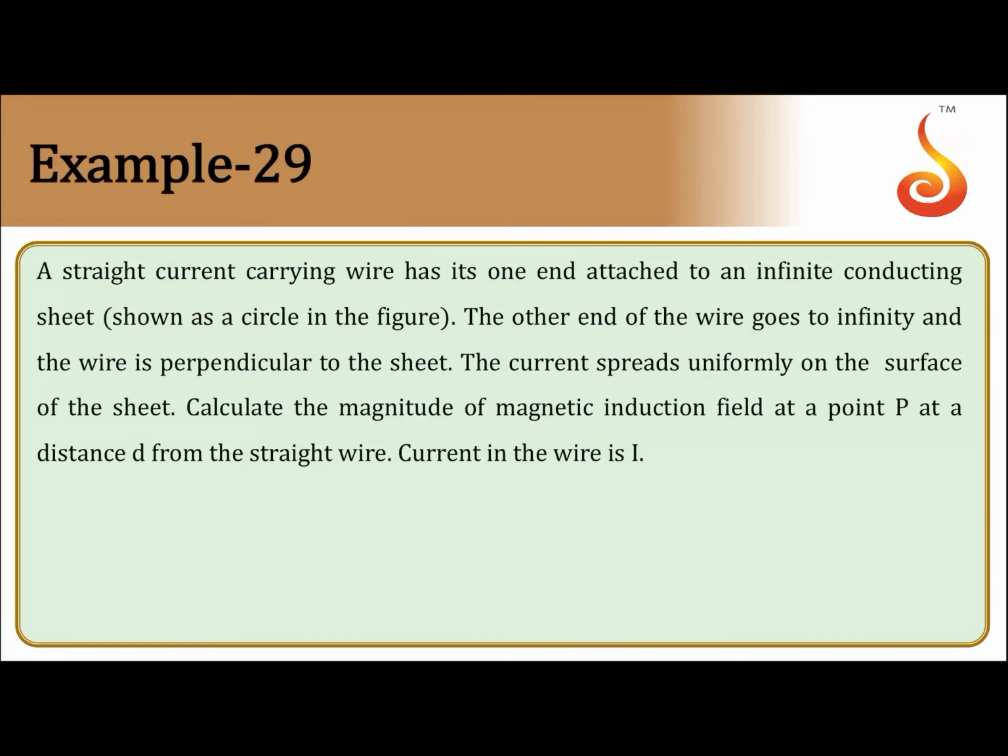Now a straight current wire has its one end attached to an infinite conducting sheet shown as a circle in the figure. The other end of the wire goes to infinity and the wire is perpendicular to the sheet. The current spreads uniformly on the surface of the sheet. Calculate the magnitude of the magnetic induction field at a point P at a distance d from the straight wire. Current in the wire is I.